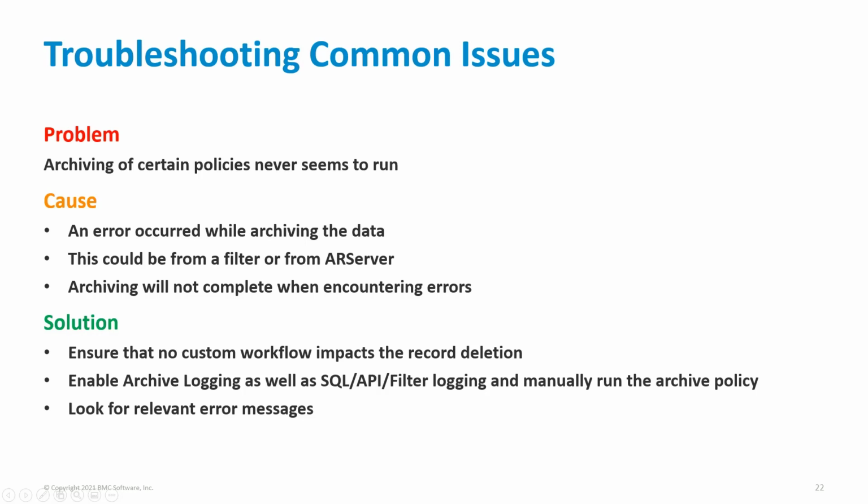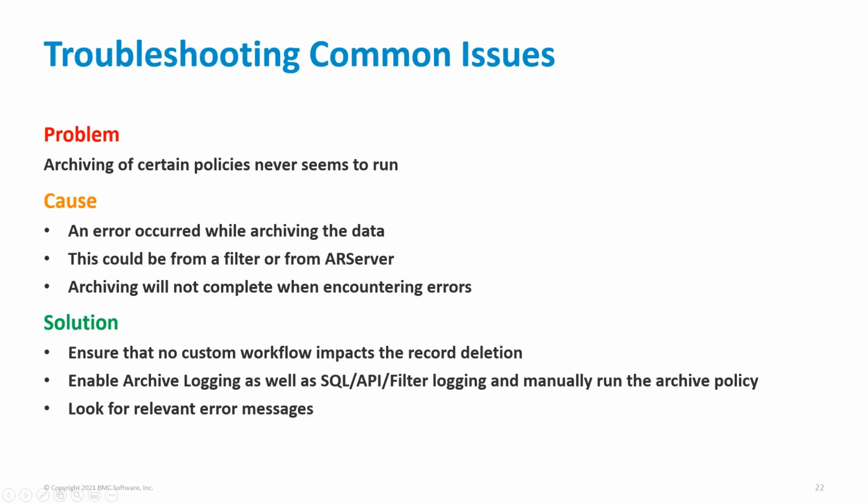It could be that while trying to save it to the archive form, it got an error, something like maybe out of extents in the database. Could be that while trying to read the record, we got some sort of error message. It could be that there's a filter that fires on AR server. So one example would be you're archiving a record, you move the record to the archive form, and then you want to delete it. And for some reason, you can't delete it because there's a filter preventing that delete action from occurring.